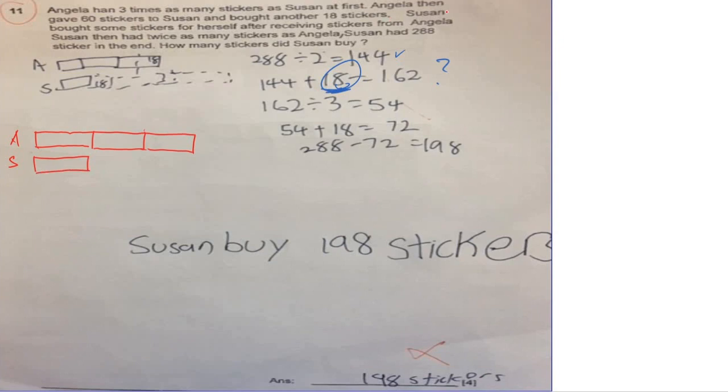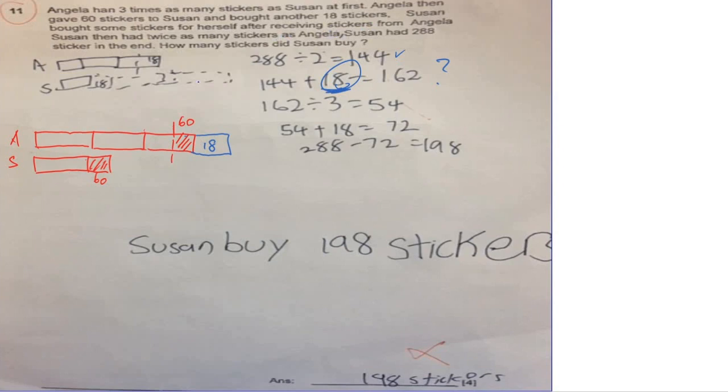Angela then gave 60 stickers to Susan. I gave 60 over here to Susan. So I draw here, this portion here is 60, which means this portion here is 60 also. And Angela bought another 18 stickers. This part I give away, but then I buy another 18 stickers.